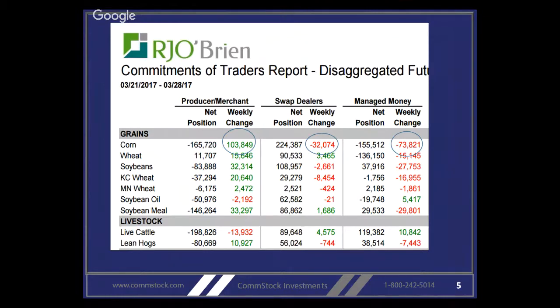Because you see last week, based on the commitment of traders report we got last Friday, the corn sector added 103 long contracts to their overall bundle, their repertoire of positions. And on the flip side, the swap dealers and managed money added about the same amount of shorts. So what happened there? What happened was the corn had a balance sheet.